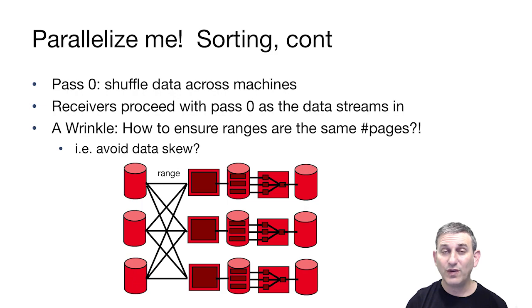How do we ensure that these ranges that we picked, which in the example were pretty arbitrary, each have the same number of pages? If we don't do a good job of this, we say that we've skewed the workload across the machines. We have too much data on one machine and not enough data on another. That's called data skew. So how do we avoid that? Well, the answer to that's a bit outside the scope of this lecture.